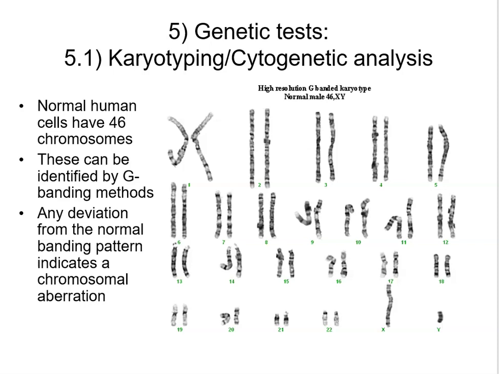What we do here is we culture the cells. So we have to have live cells for this. We culture them and prepare them in such a way, which I'll explain in a moment, that we can visualize each individual chromosome, and then we can stain them to create a banding pattern on each chromosome, and then line them up and look at each individual band. This is the job that a clinical cytogeneticist will do. Here we've got a male with 46 chromosomes, an X and a Y chromosome. So any deviation from this pattern would be a chromosome aberration.